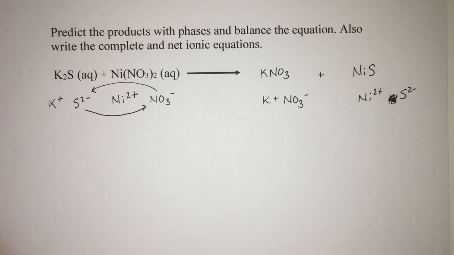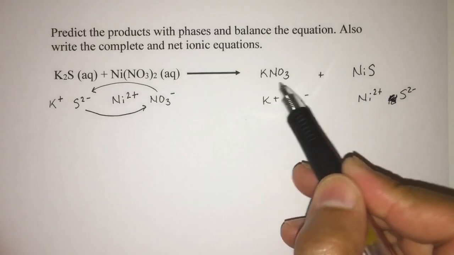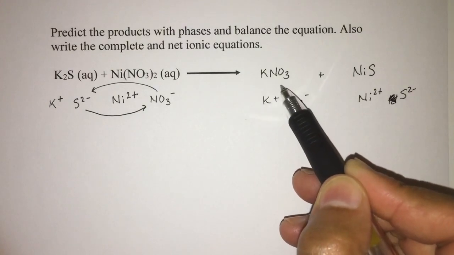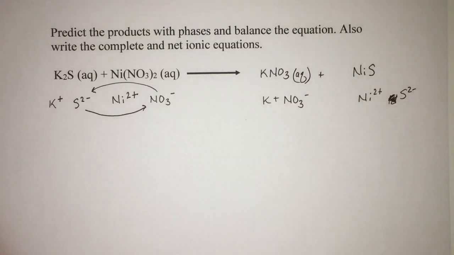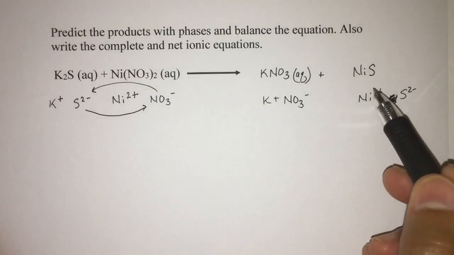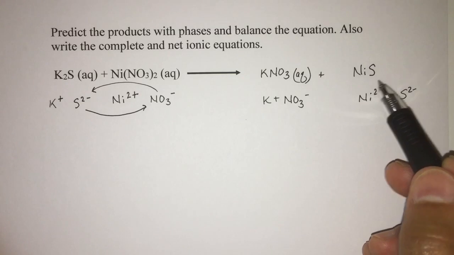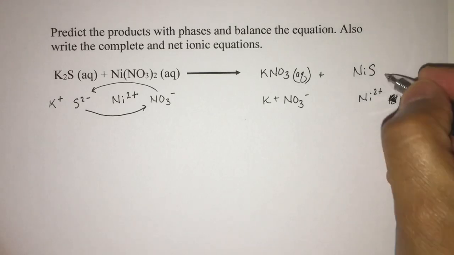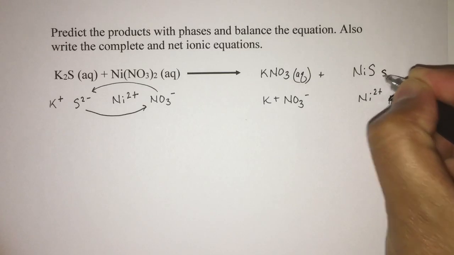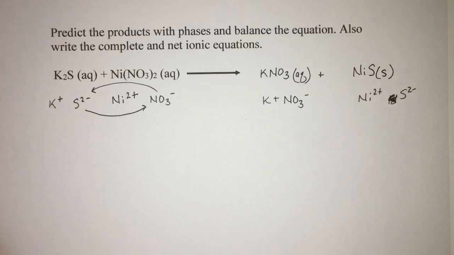Now let's write the phases. You got to go back to the solubility rules and you'll see that the potassium nitrate is soluble. Soluble means aqueous, that it dissolves in solution. The nickel sulfide, you'll notice nickel is soluble with those cations of group 1, ammonium, and a couple of other ions, but nickel is not one of those ions. And so sulfide is going to be insoluble when it's complexed with the nickel. So insoluble means it doesn't dissolve. So we're going to write an S to represent solid.